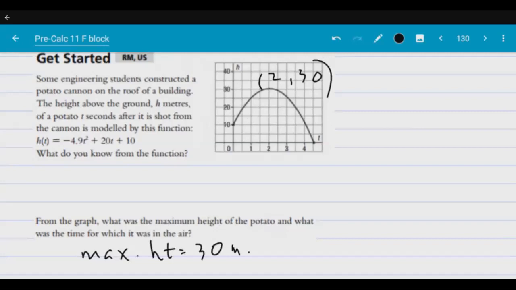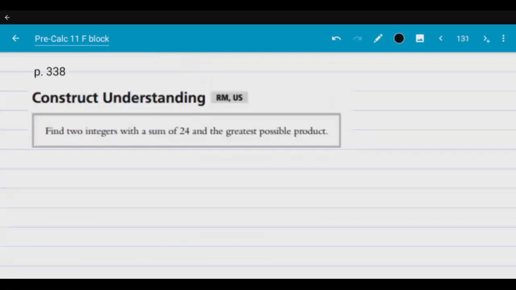What was the time for which it was in the air? So from this point, time zero starts here, until it hits the ground. So how much time was that? So about 4.5 seconds. So for about 4.5 seconds, it was in the air. Make sense? Okay. Next, construct your understanding.